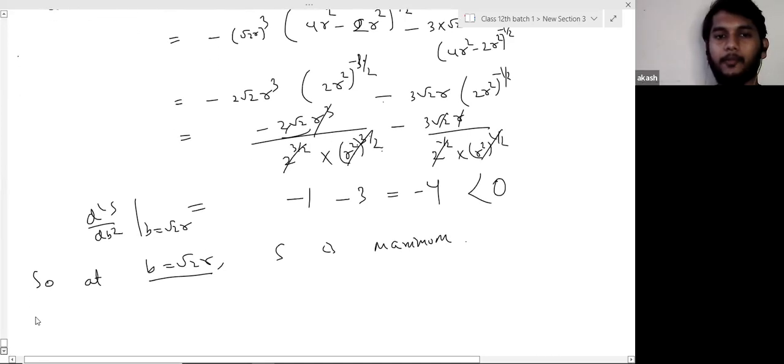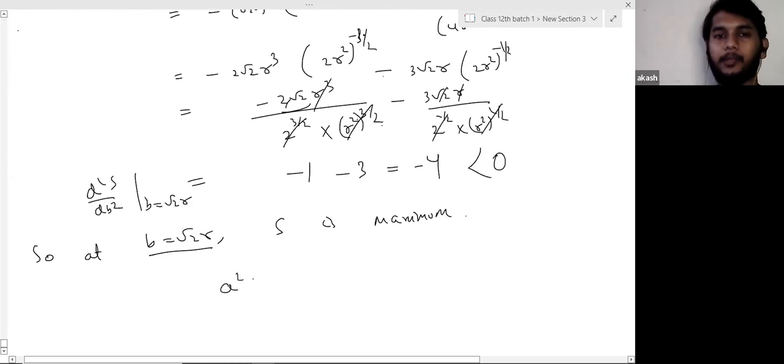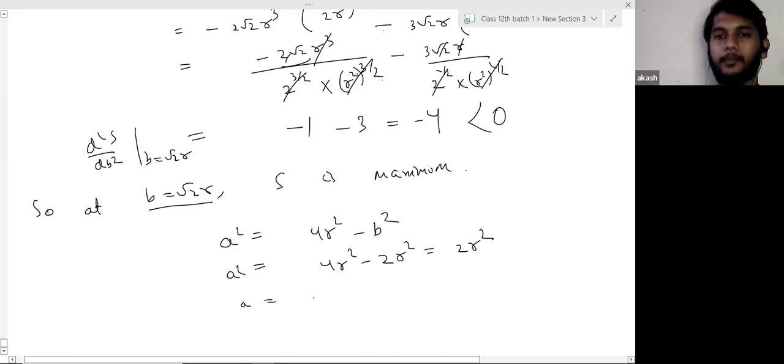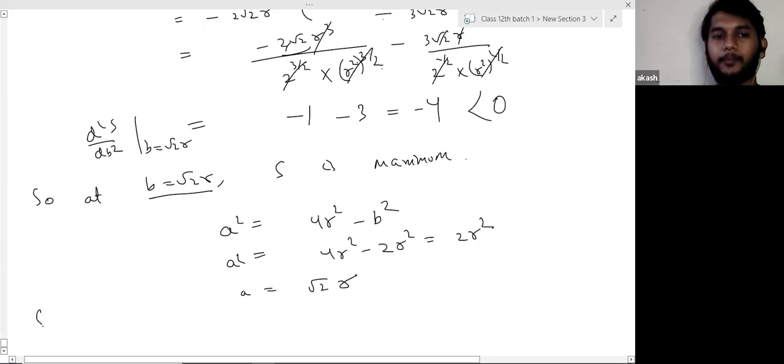So just find the value of a. We got a square equals to... can anybody tell me the equation? A square must be equal to 4r square minus b square. Right? A square plus b square, we got 4r square. So let's put the value of b square: 4r square minus 2r square, again 2r square. So a equals root 2r. So we can see a equals b. Hence, a rectangle is a square.